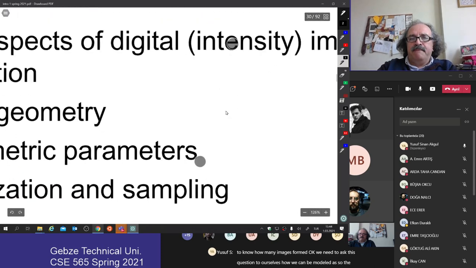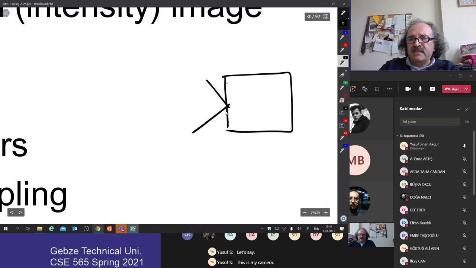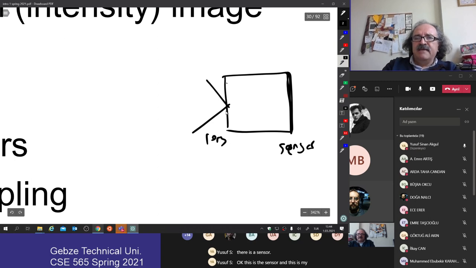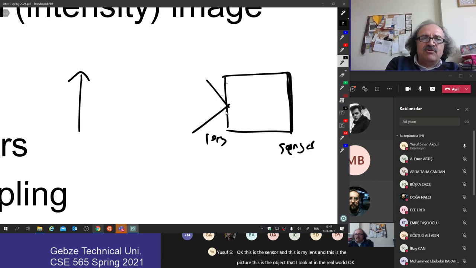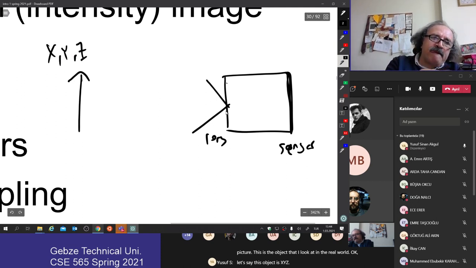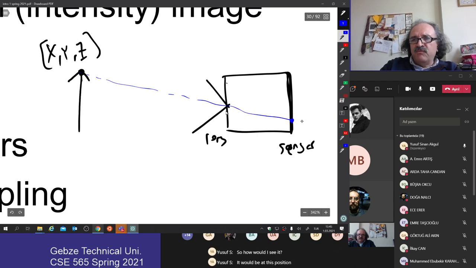So the idea is this. Let's say this is my camera, and there is a lens in front of it, and behind the camera there is a sensor. This is the sensor, and this is my lens, and this is the object that I look at in the real world. Let's say the coordinates of this object's top point are XYZ. So how would I see it? It would be at this position, with small case letters x and y.